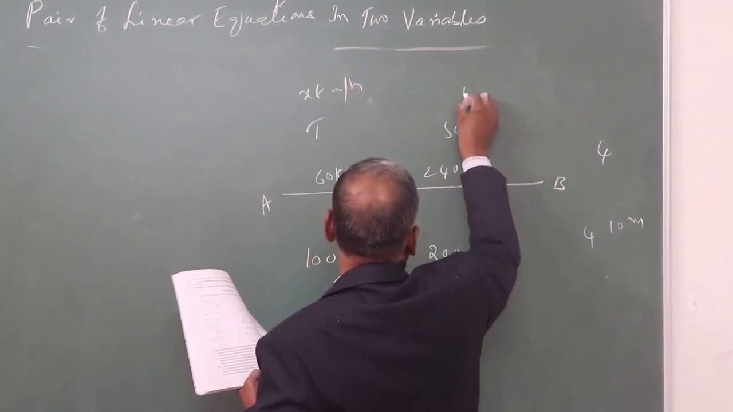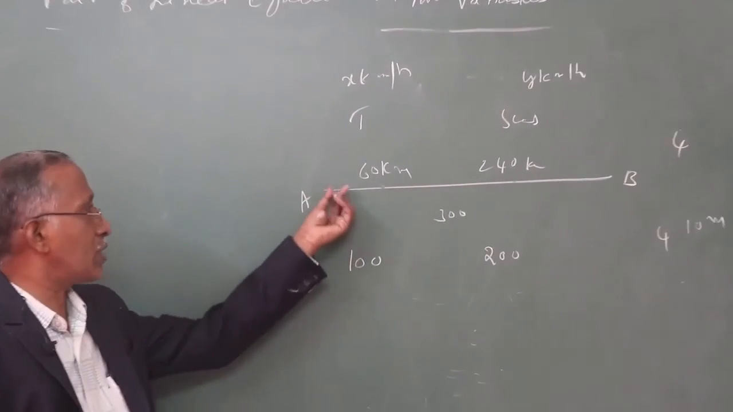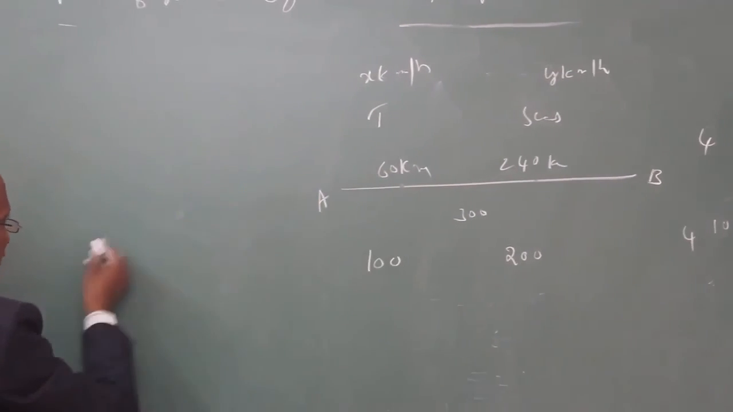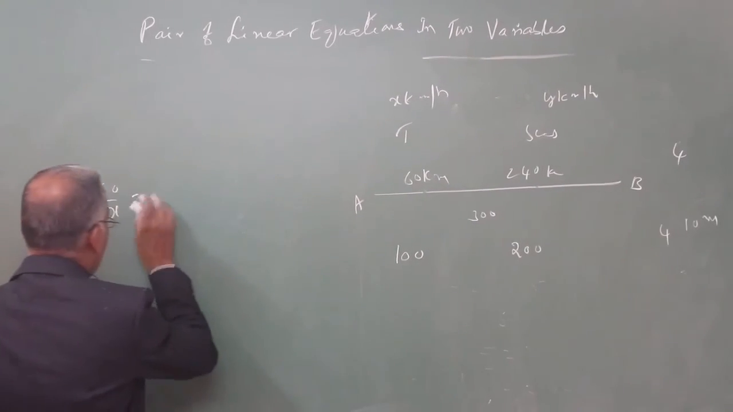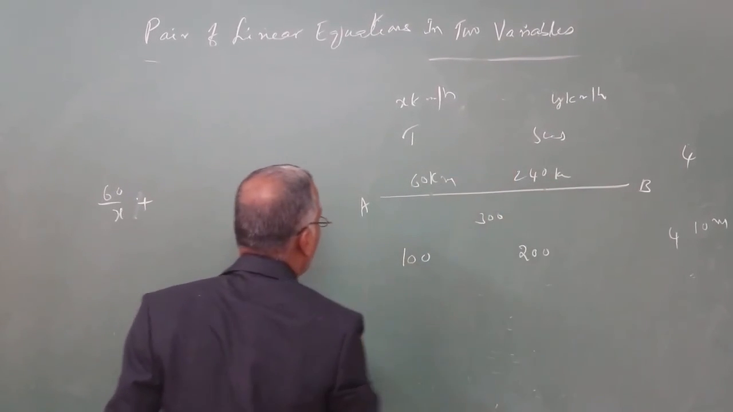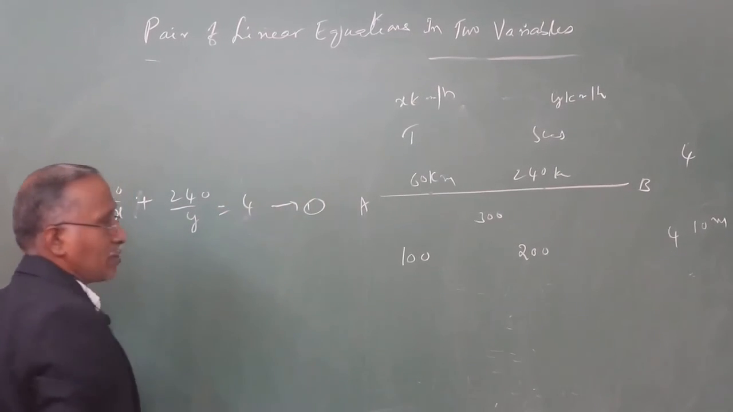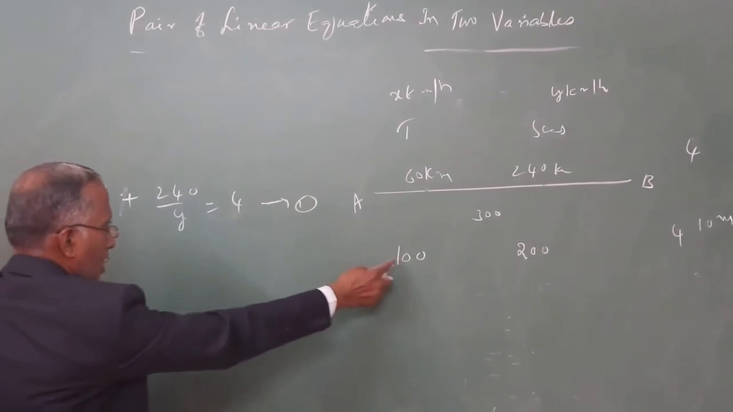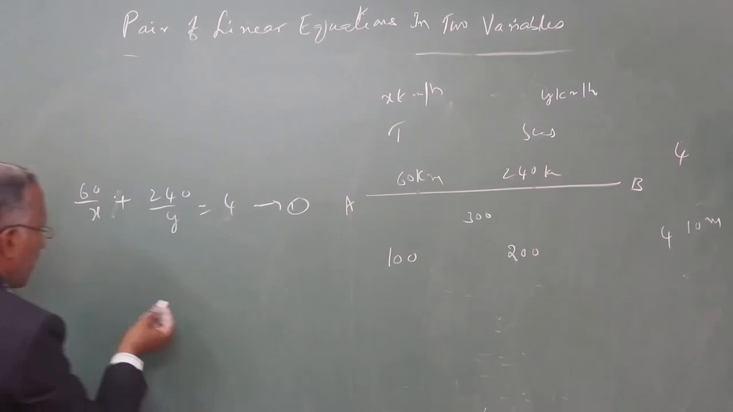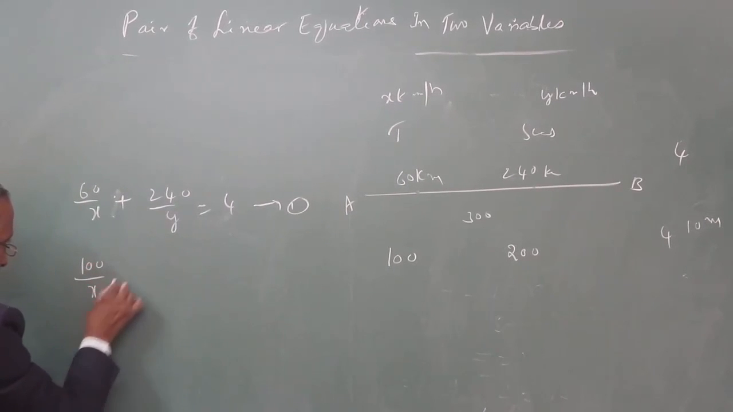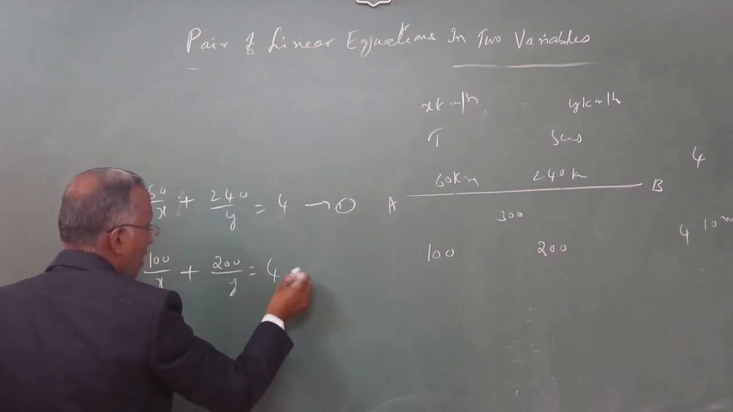Similarly, the speed of the bus you can take as y kilometers per hour. Therefore, how much time does she take to cover the distance of 60 kilometers? Time is distance by speed. 60 by x hours she takes to cover the distance of 60 kilometers. Then plus the time taken to cover the 240 kilometers, 240 by y, is equal to 4 hours. This is one equation you can get. In the second case, 100 kilometers she travelled by train with the speed of x kilometers per hour, the time taken to cover 100 kilometers is 100 by x hours. Similarly, 200 by y, which is equal to 4 hours and 10 minutes.